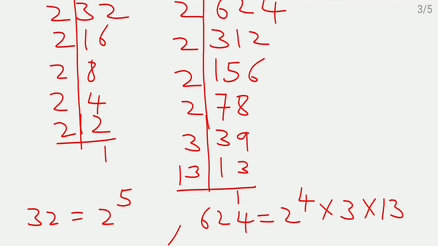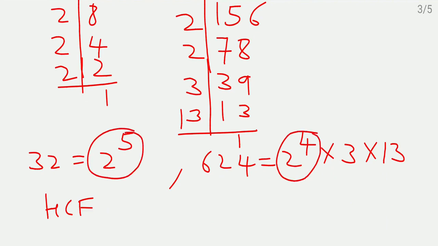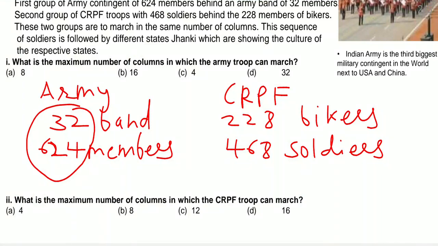Now to get the HCF, what do we need to do? We need to see the common factors. Here 2 is common in both, but out of these, which has the least power? So 2 raised to 4. So our HCF comes as 16. Correct? So our option B is the correct one. So the maximum number of columns for army troops is 16. Now come to the second one. What is the maximum number of columns in which the CRPF troops can march?